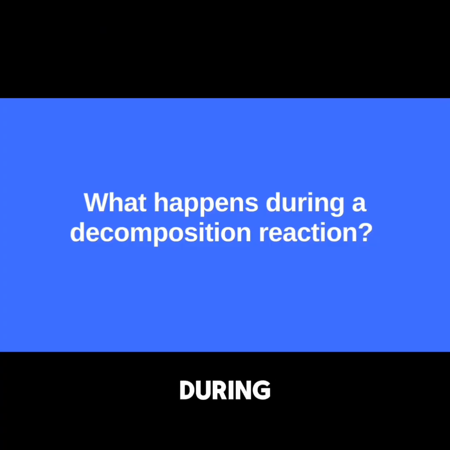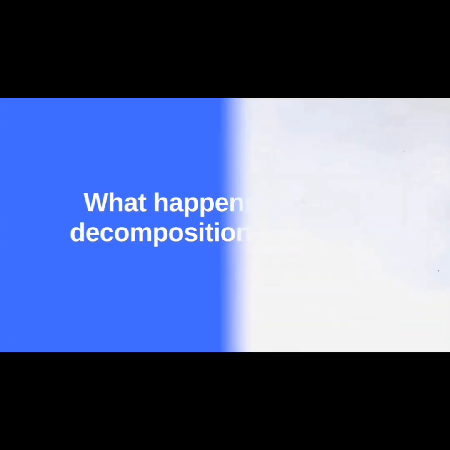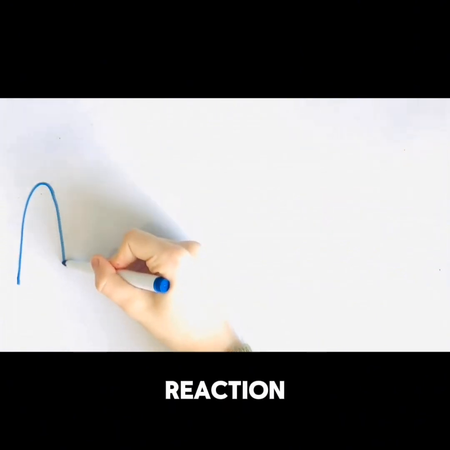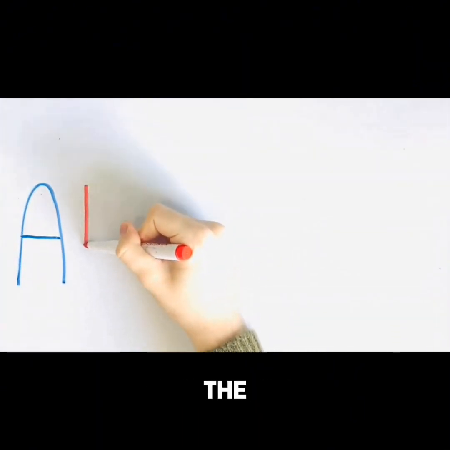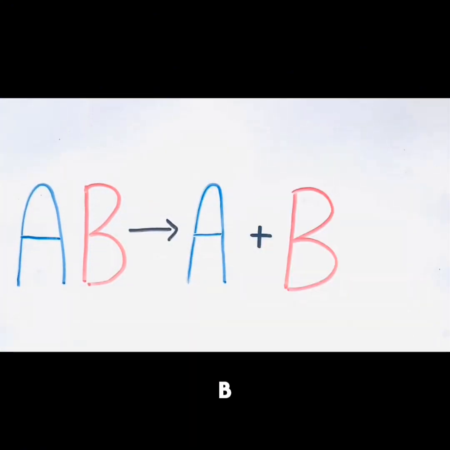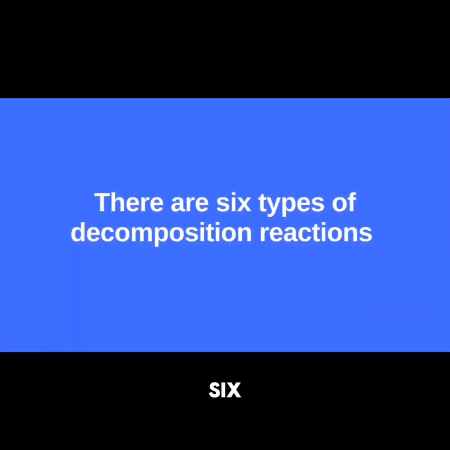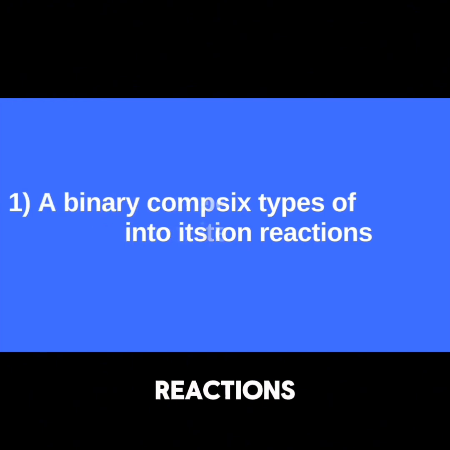What happens during a decomposition reaction? During this reaction, a compound breaks down into 2 elements or compounds, and we use the formula AB yields A plus B to represent it. There are 6 types of decomposition reactions.